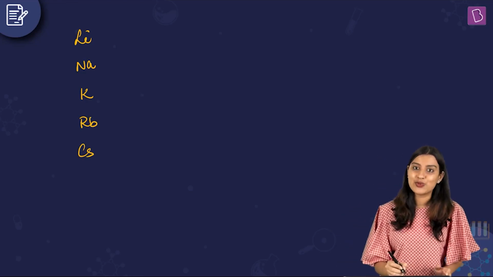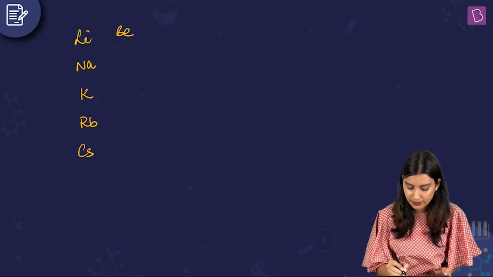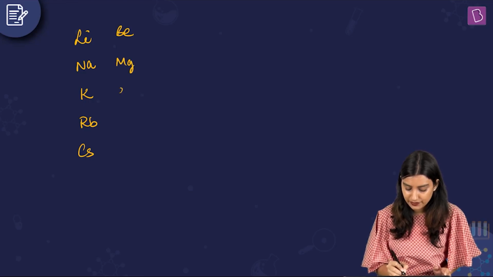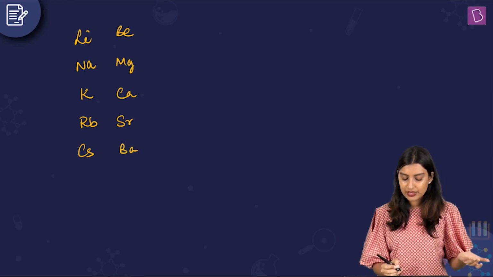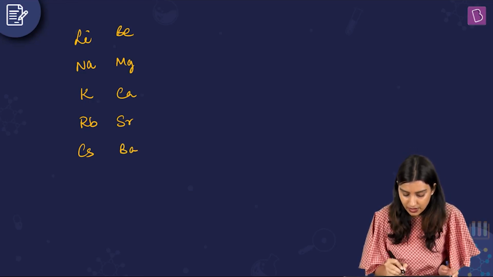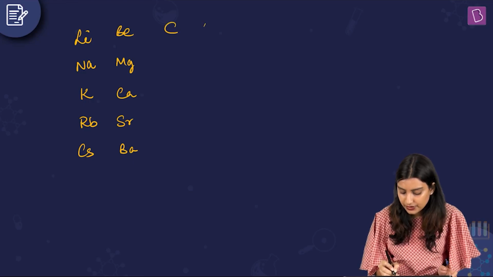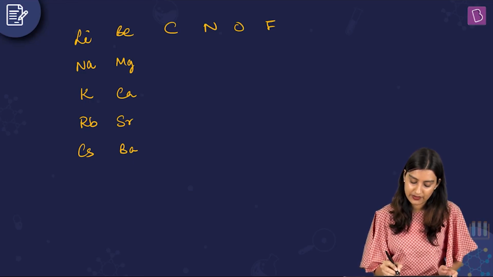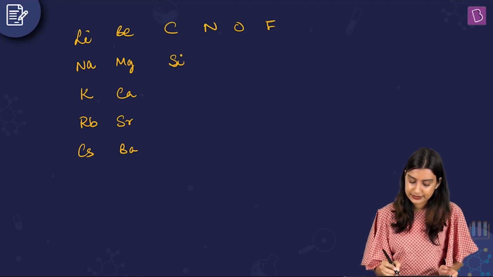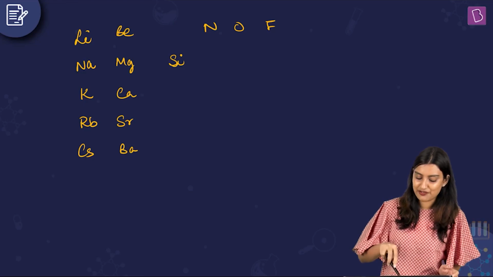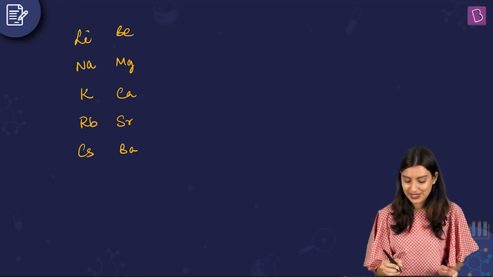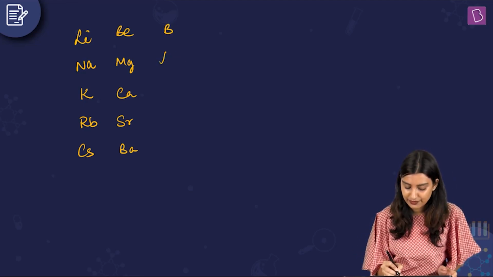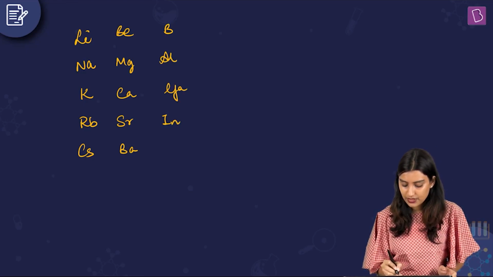Then comes my group 2A. I have beryllium, magnesium, calcium, strontium and barium. Okay, then what else do I have? I have lithium, beryllium, carbon, nitrogen, oxygen, fluorine, right? And what do I have after carbon? I have silicon. Oh, once again, we forgot group 13. My bad, I'm so sorry. We have boron here. We have aluminium, gallium, indium, and thallium.